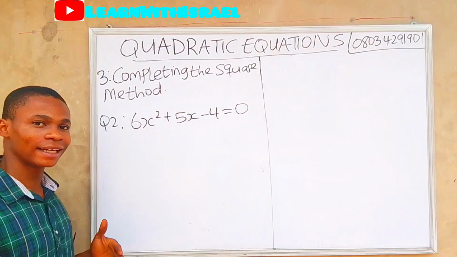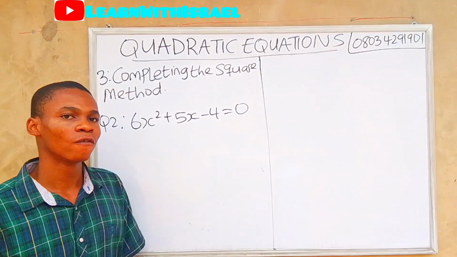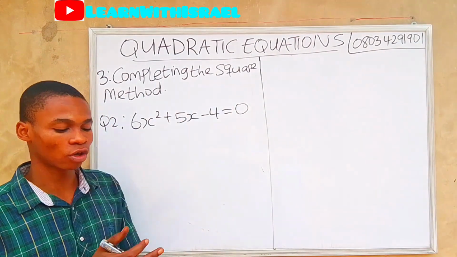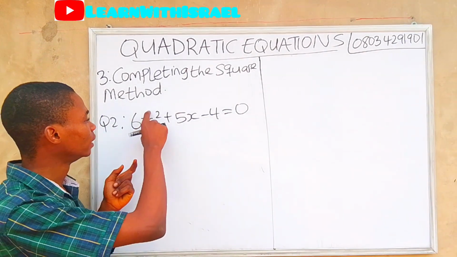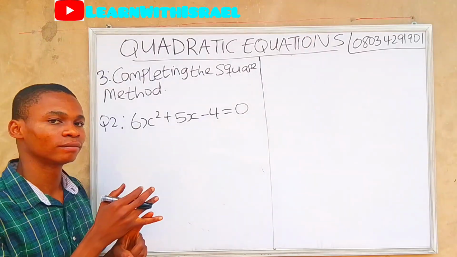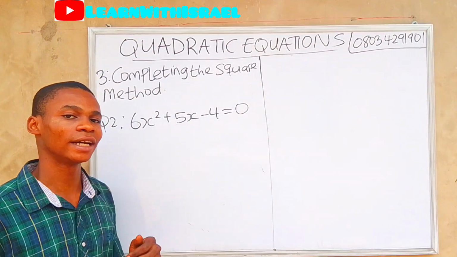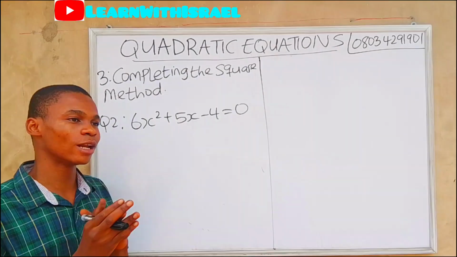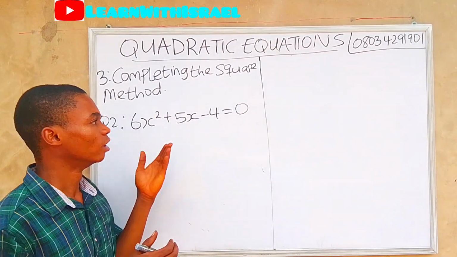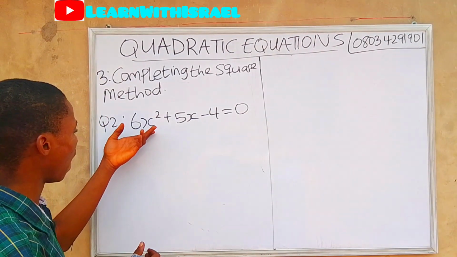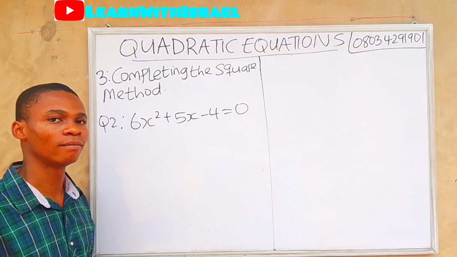So I said earlier that if you are solving a quadratic equation by the completing the square method or factorization method, make sure the coefficient of x squared is unity. Unity means 1. So you can see that we have 6 here, which means it is not unity. Assuming we are solving with the formula method, we don't need to divide. We can solve it like that and we are also going to get our answer. But we need to make sure the coefficient of x squared is unity when solving with the completing the square method or factorization method.